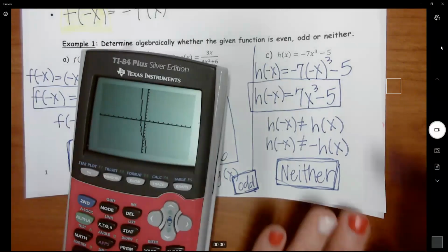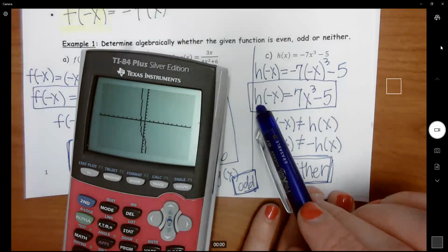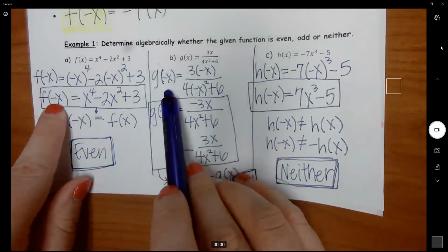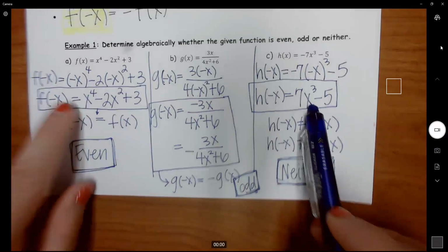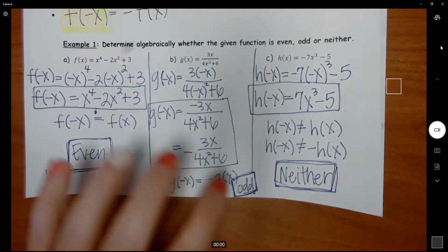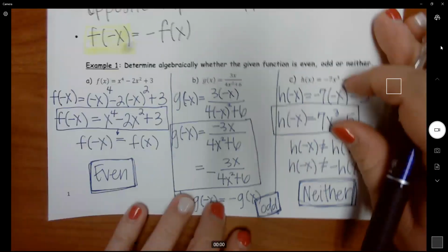And so if you can at least do the algebra portion here and tell me what f of negative x, g of negative x, h of negative x, if you can at least tell me what they equal, then you can kind of help yourself, or let the calculator help you determine if it is even, odd, or neither, by then determining, does it have y axis symmetry, origin symmetry, or none of the above.